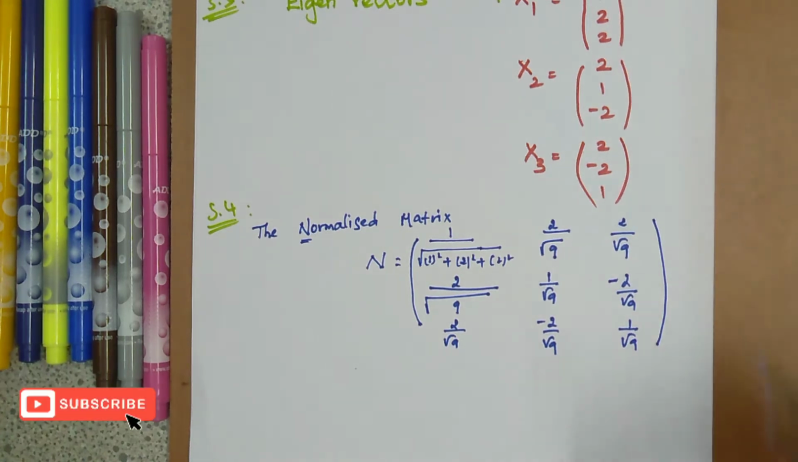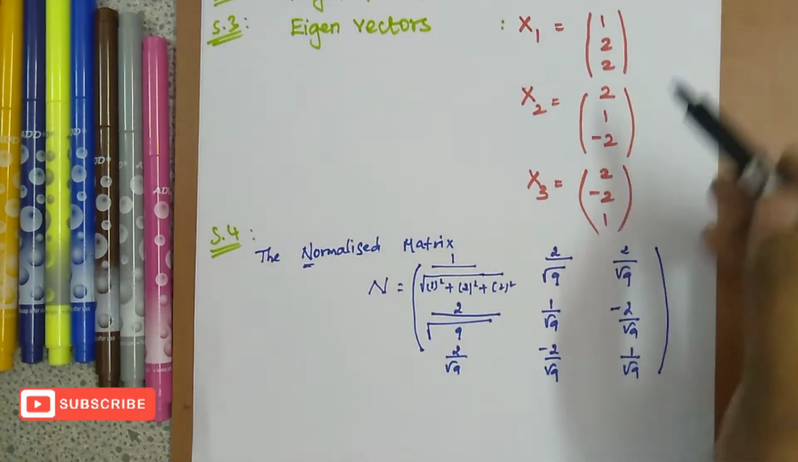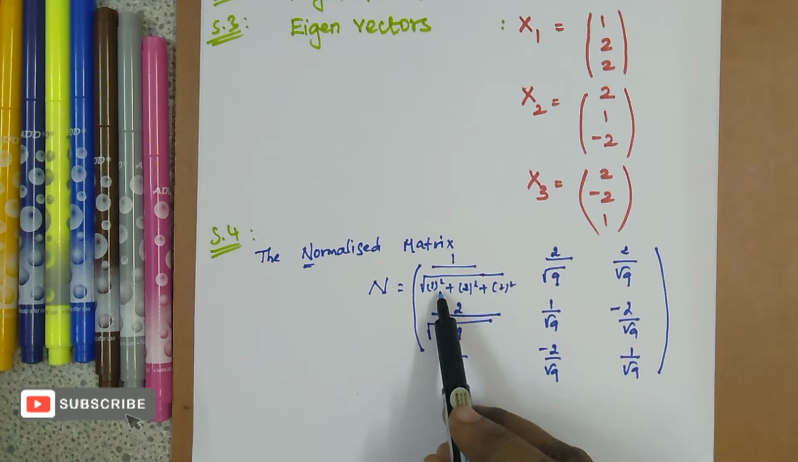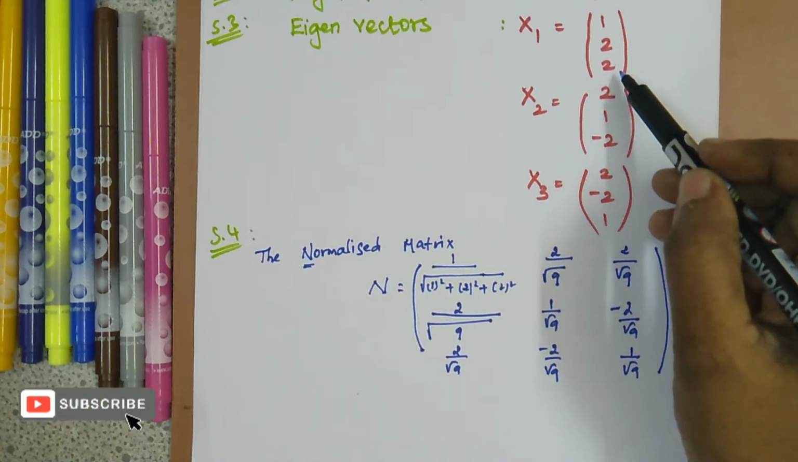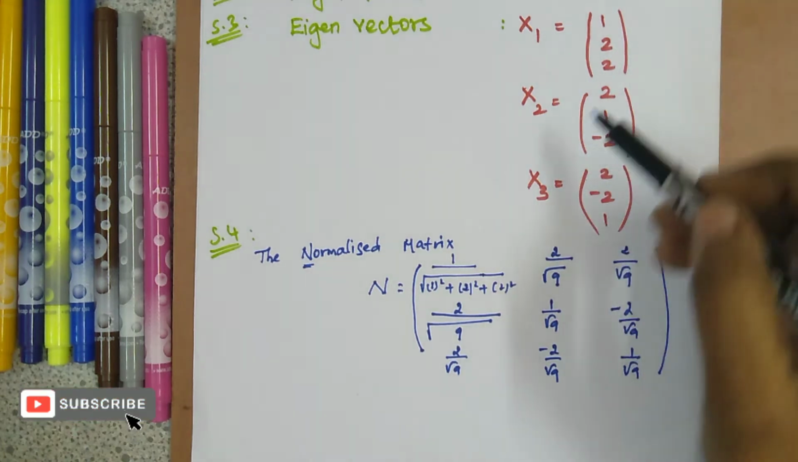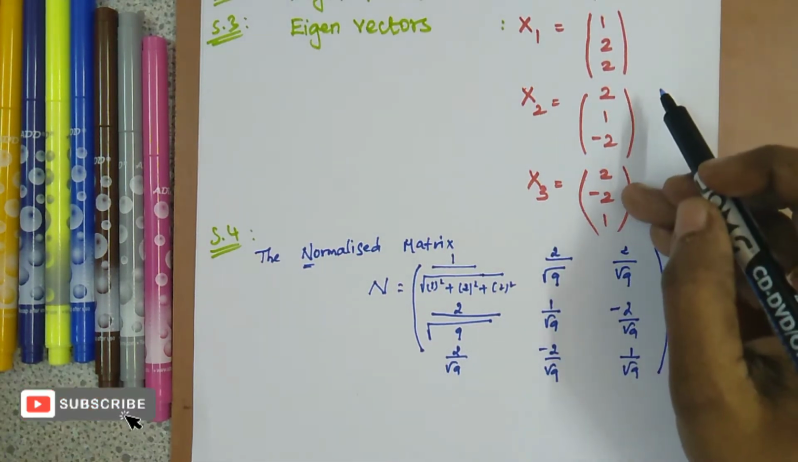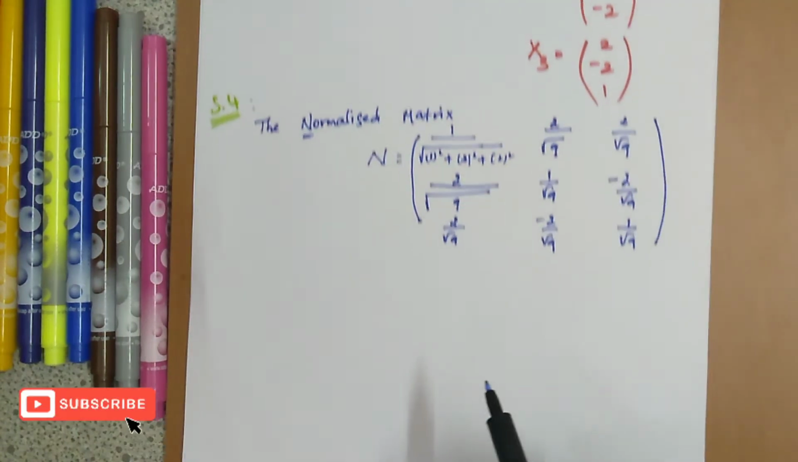So first, how to take? Take the first eigenvector x1, first element, divided by the square root of the squares of all the three elements, that is square root of 1 square plus 2 square plus 2 square. Likewise the second element and the third element, this is only for the first vector. Likewise take the second vector, write it in the second column, take the third vector, write it in the third column. As we know very well, root 9 is nothing but 3.